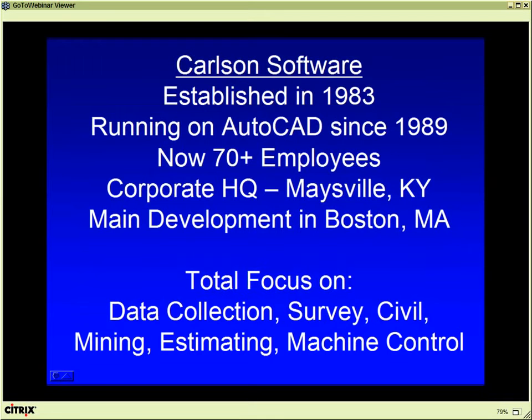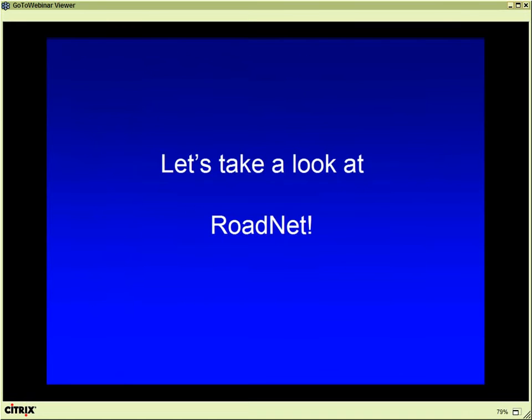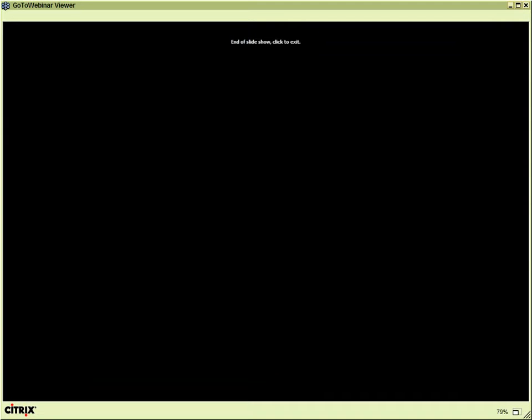Some of the things that Carlson Civil, Survey, Hydrology, and GIS, otherwise known as the Civil Suite, it works on top of AutoCAD, AutoCAD Map, Land Desktop, or Civil 3D from version 2000 to 2008. Right, that was very quick. Let's go ahead and take a look at RoadNet, get into the program that you guys came here to see.